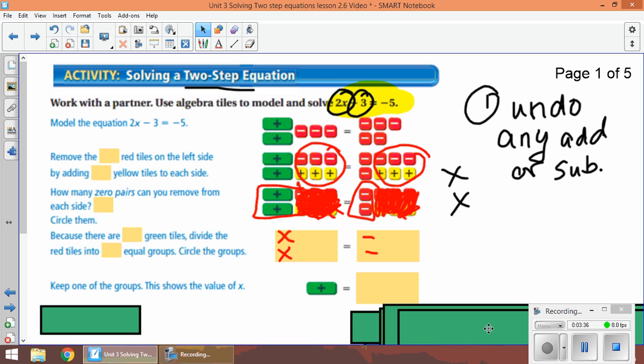So finally, what I'm going to do is divide each one of these negative signs to an x. So that means each variable is worth negative 1.